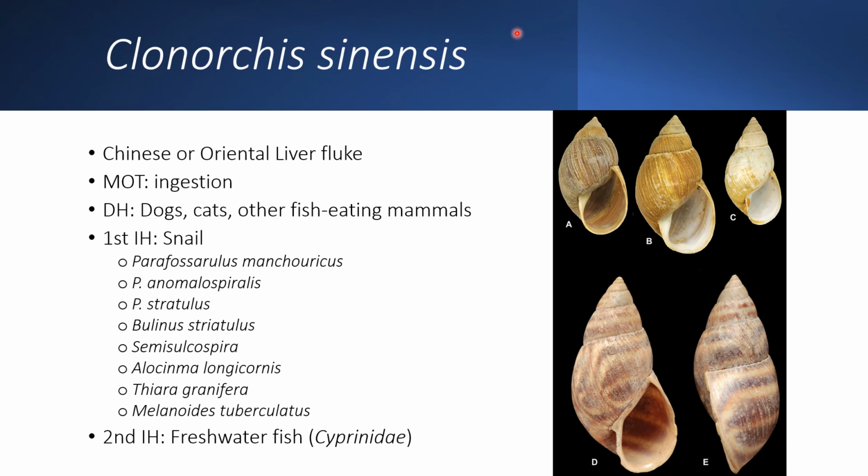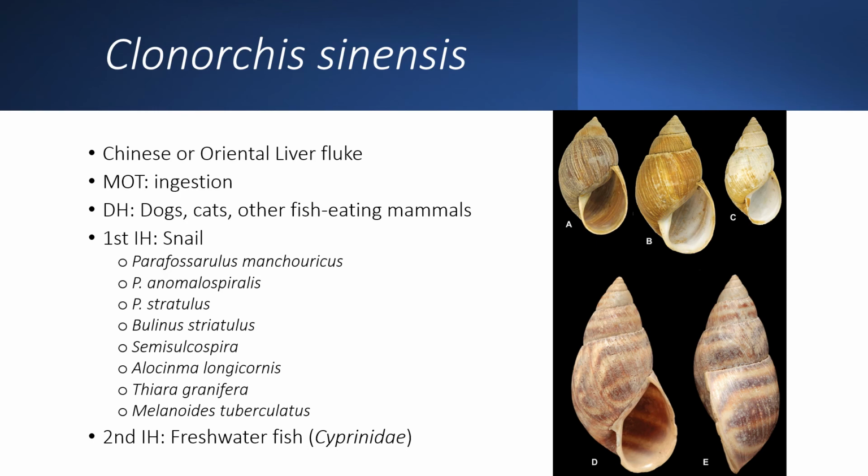And the second intermediate host, we have your freshwater fish. Okay, Cyprinidae. So this is similar to your Echinostoma, ha? Echinostoma, freshwater fish man. Okay, so habitat, adult worm lives in the bile duct, pancreatic duct, and common bile duct of man and other domestic animals.